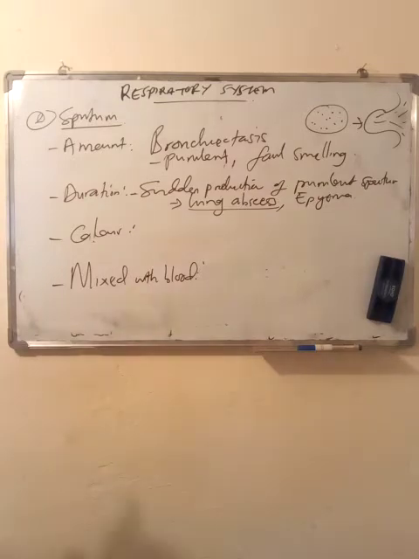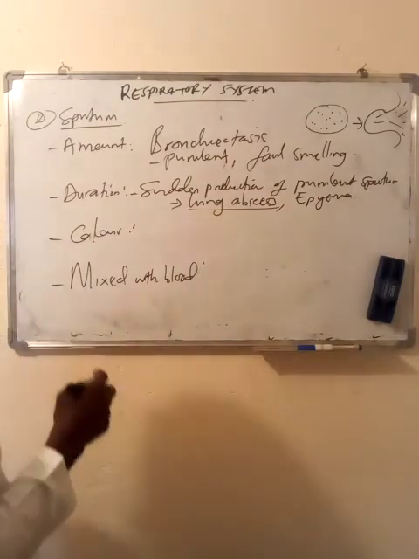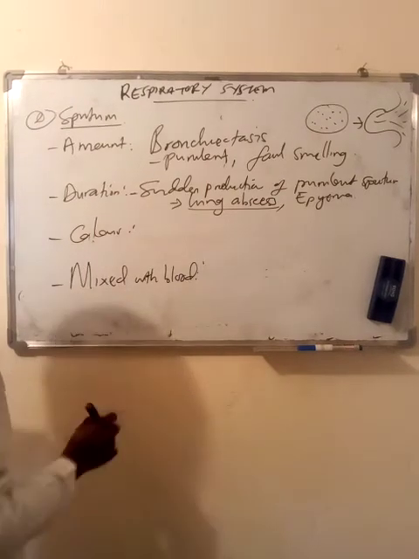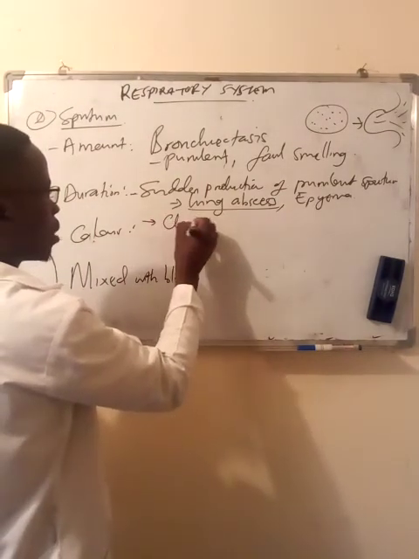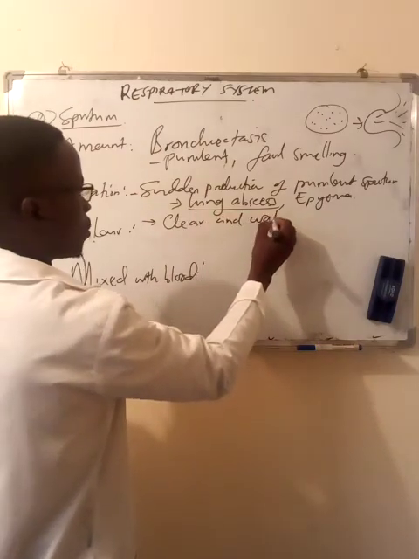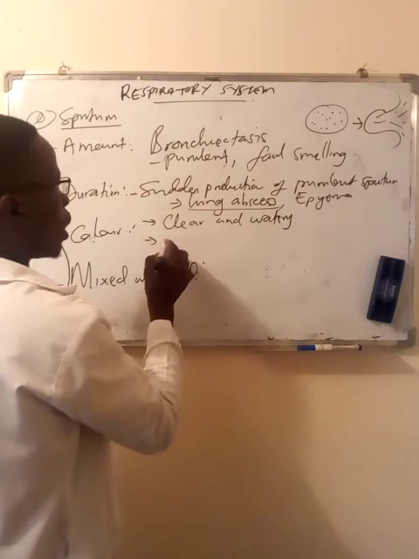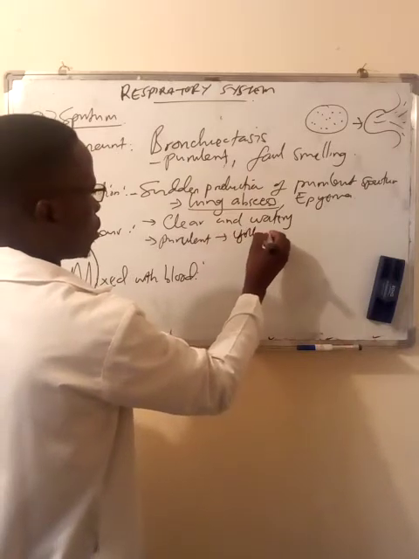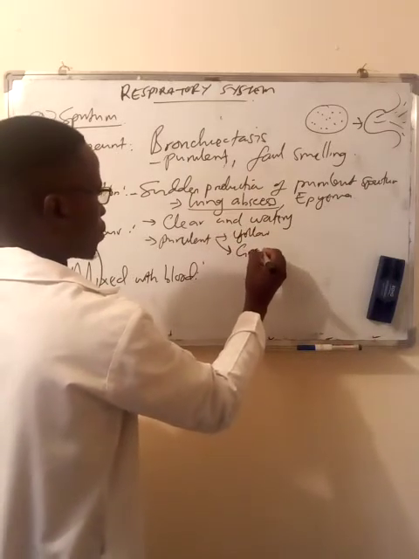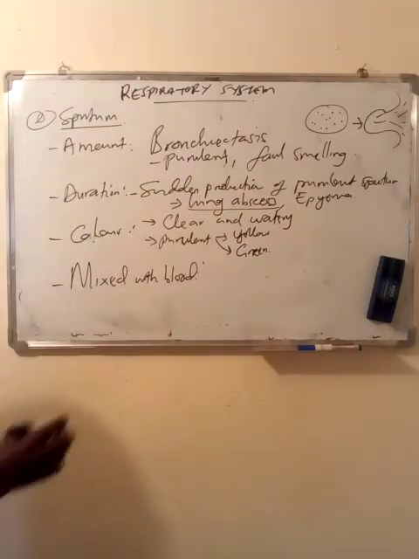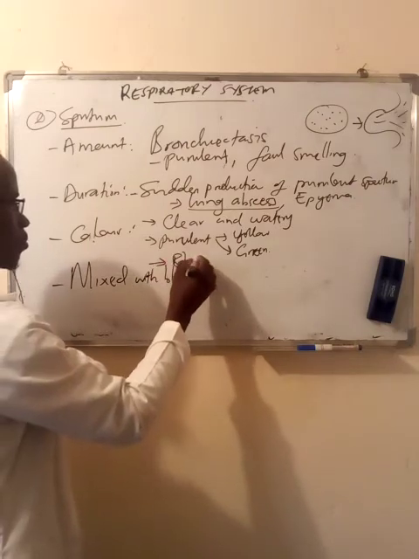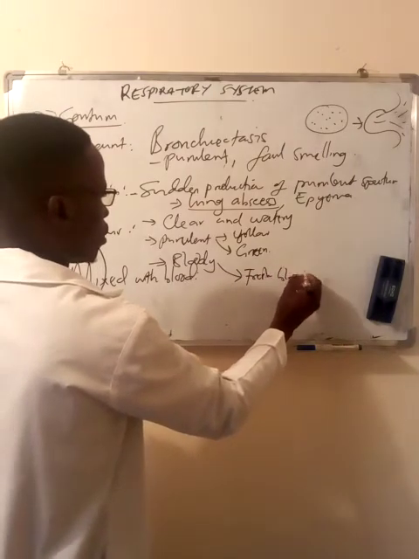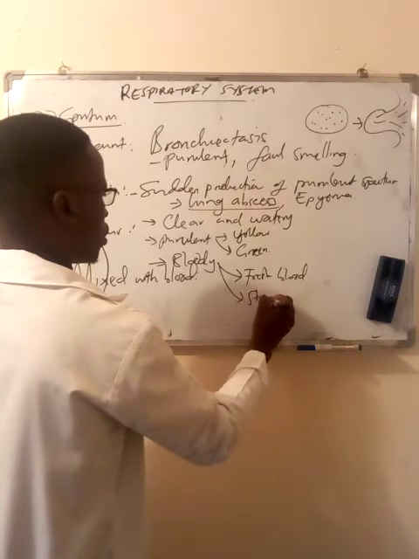Now, the other thing is about color. The color of the sputum may be clear and watery, or it can be purulent. So this can be either yellow, or sometimes it can also be green. Then it can also be bloody. Now, when it is bloody, it can either be fresh blood, or it can be more like streaks of blood.